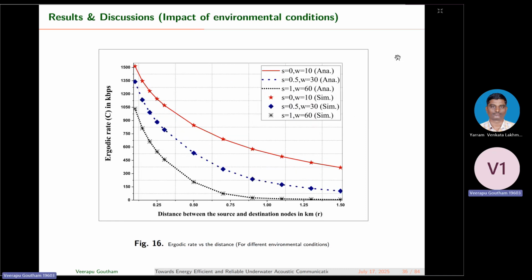Okay, we have also considered shipping and wave noises. We consider all this shipping and wave noise, and based on that we have plotted. When there is an increase in shipping and waves, the transmission losses are more, so again the ergodic rate differs in NOMA CRS in underwater communications analysis.